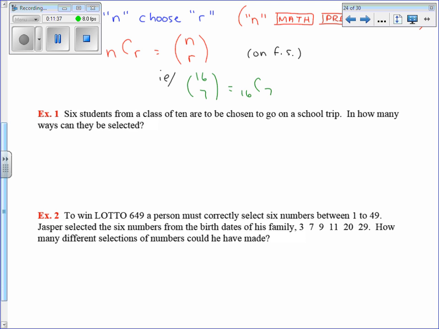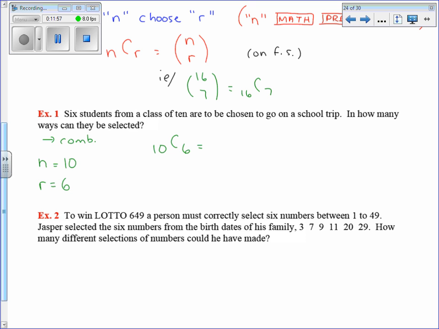So order is not important, so this is a combination, which obviously it will be because that's the lesson we're doing. N is the total number we're picking from, which is 10, and R is the group size that we want, so 6. So we want 10 choose 6, which you can calculate on your calculator.